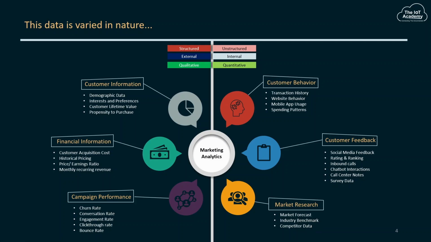So we see, only considering one department, which is the marketing department, there is varied data which the department gets. This data could be structured or unstructured. This data could be coming from external sources or internal sources within the company. It could be qualitative data or quantitative data.